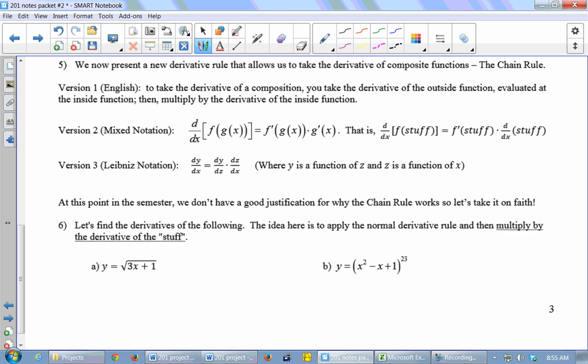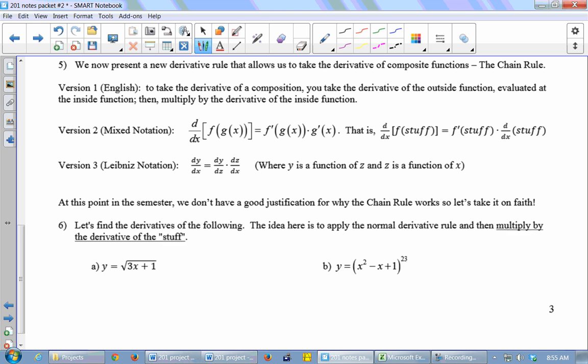Version 2 is a mixed notation because I'm using primes and d dx's. This says if you want to take d dx of f of g of x, that's the derivative of a composite function. You take f prime of g of x, so you take the derivative of the outer function, f, evaluate it at the inner function g, then times the derivative of the inner function, g prime. That is, d dx of f of some stuff is f prime of that stuff times the derivative of the stuff.